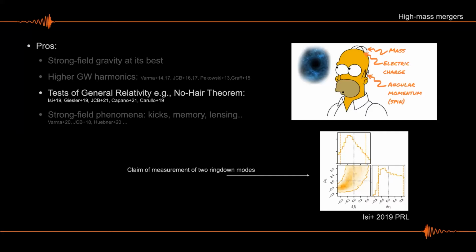I see that Lola is trying to figure out what's here. So basically what this is plotting is the deviations in the frequency and damping time of the secondary mode with respect to what you expect. So you would like these things to peak at 0, and well, they are consistent with 0. Let's leave it at that.